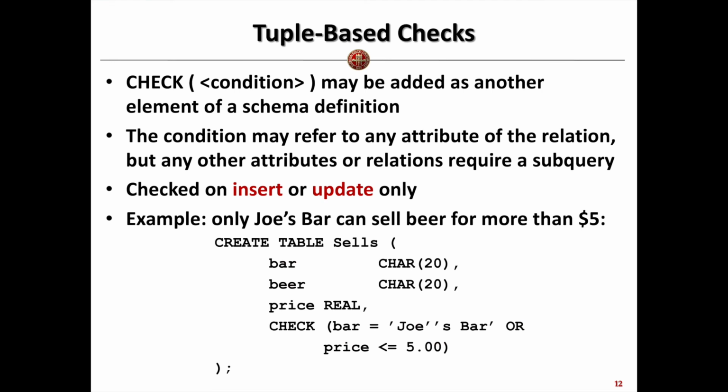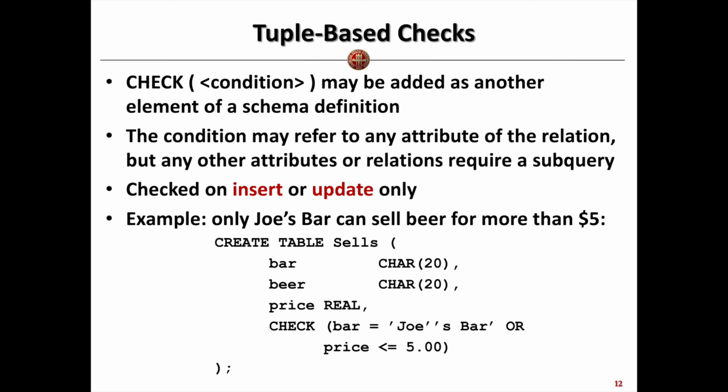The check conditions we showed before were on attributes. Actually, check also allows us to do some tuple-based checks. The grammar is very similar. We have check on some conditions, and we can add it as another element of the schema definition or the table definition. And the condition can refer to any attribute of the relation. But any other attributes or other relations may require subquery. And checks can be used on both insert and update only, and that will still ignore the deletions.